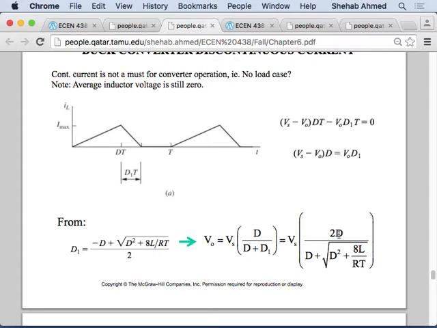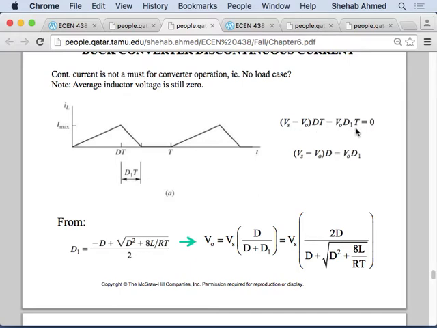Okay? I don't care for you to memorize the derivation or know it. I just want you to understand the logic. The logic is average voltage across the inductor is 0. It's called volt-second balance across the inductor. It means that the voltage across the inductor when the switch is on and the voltage across the inductor when the switch is off and the circuit is conducting current, these two areas have to add up to 0. And this is the equation that describes that.